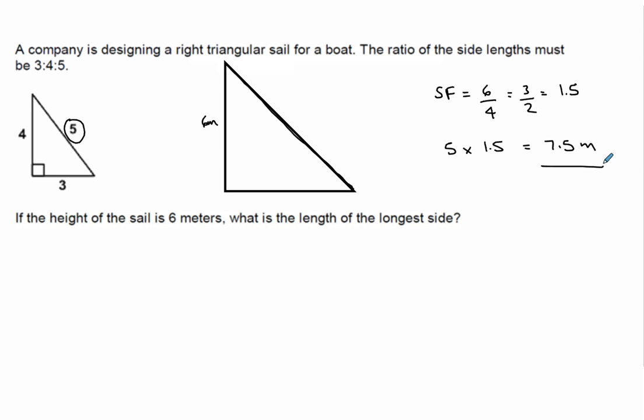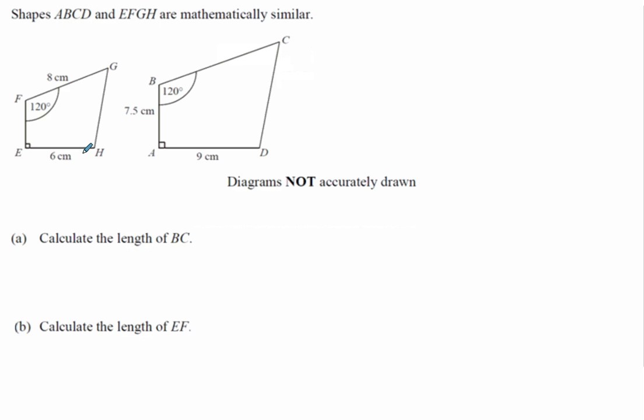All right, next question. Okay, as you can see, these shapes are mathematically similar. You can tell the angles always stay the same. And it says calculate the length of BC.